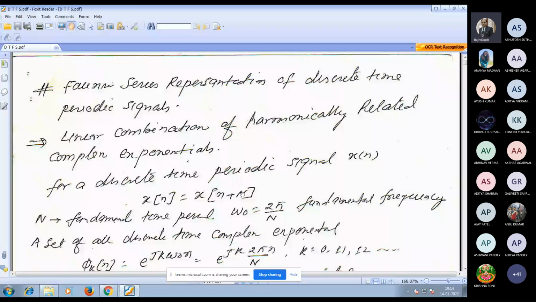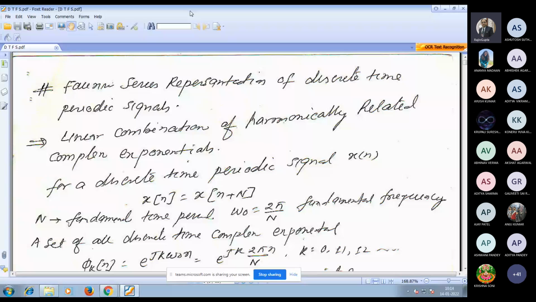We have already seen that only N distinct harmonically related complex exponentials are required to represent a discrete time periodic signal. Whereas in the case of continuous time, it was an infinite number of harmonically related complex exponentials, here only N harmonically related complex exponentials are required.